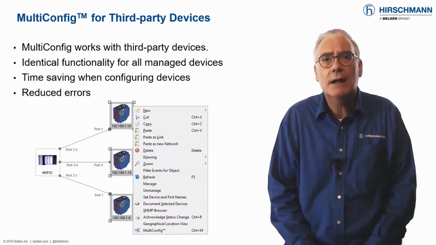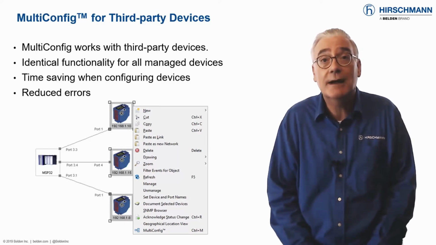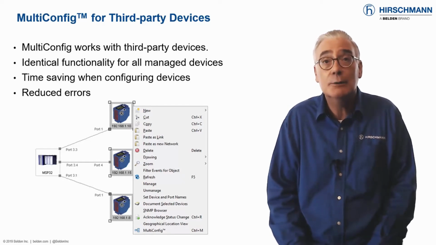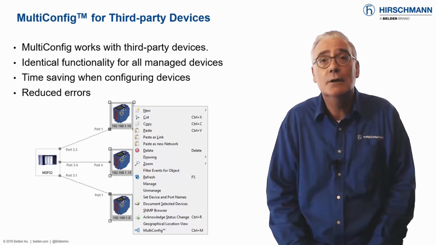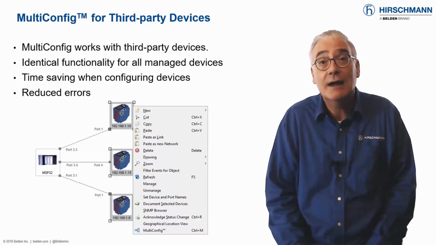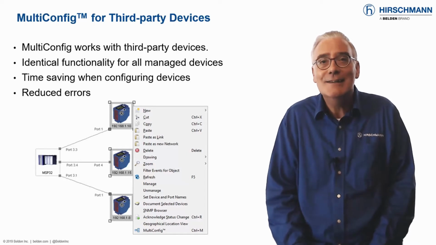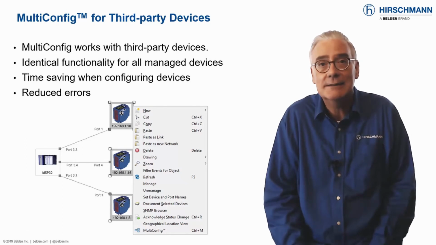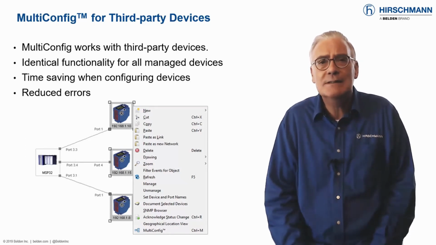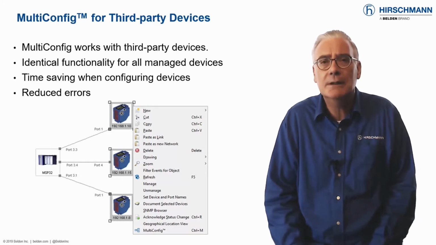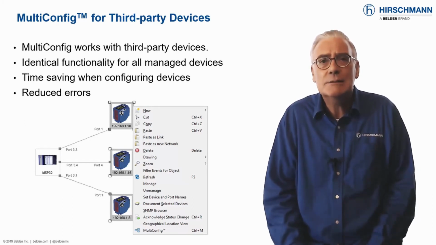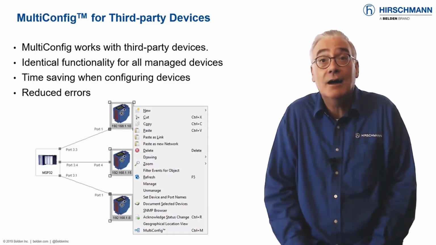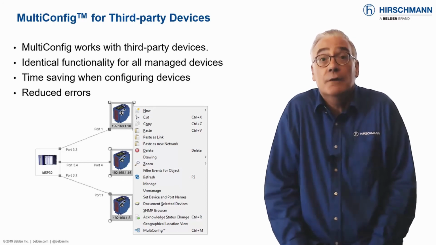Industrial HiVision was designed from the beginning to support Hirschmann devices. A tool like MultiConfig makes it simple and fast to install a network of Hirschmann devices. But modern networks consist of devices from many manufacturers, so it makes sense that MultiConfig can also be used for third-party devices. For standardized parameters, this is relatively simple to implement. For manufacturer-specific parameters, it's far more challenging, not least because there are an almost unlimited number of configurable parameters.